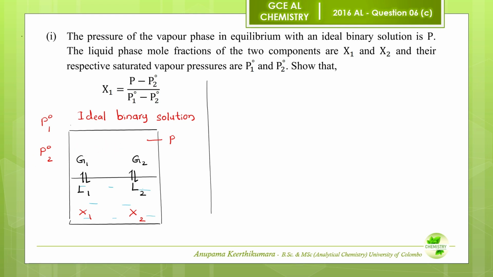From Dalton's law of partial pressures, we can write the total pressure, which is P, equals the partial pressures of the two gaseous components, P1 plus P2. Next, we can substitute values for these two partial pressures using Raoult's law. According to Raoult's law, the partial pressure of gas 1 equals the mole fraction in the liquid phase times the saturated vapor pressure.